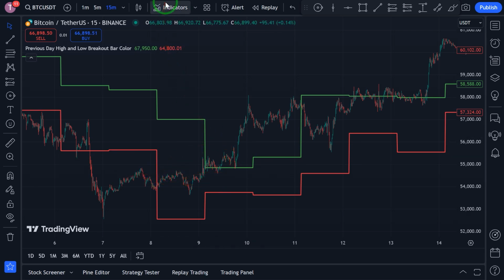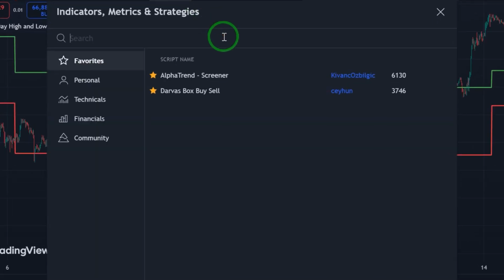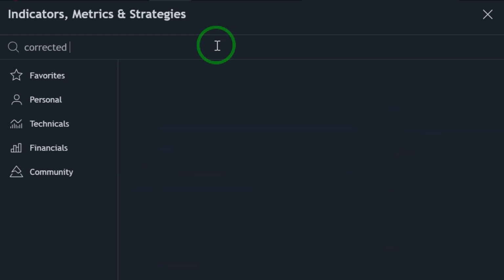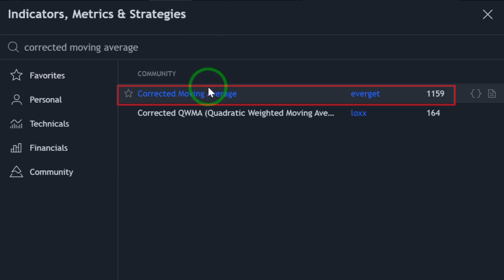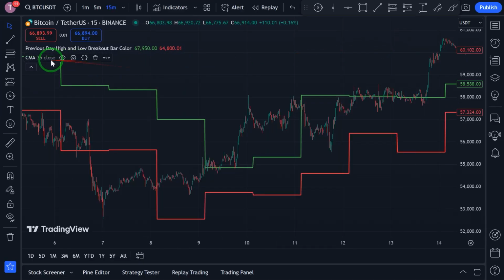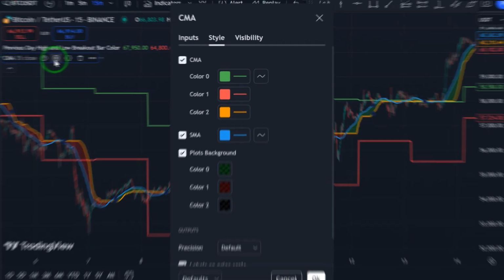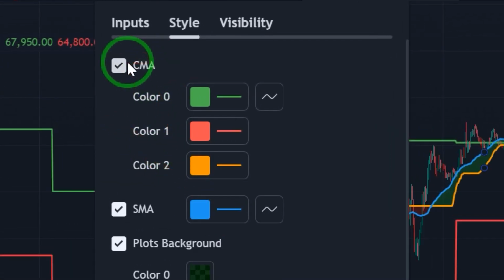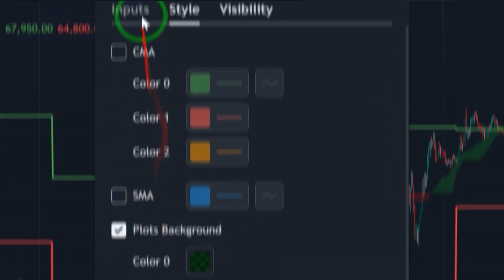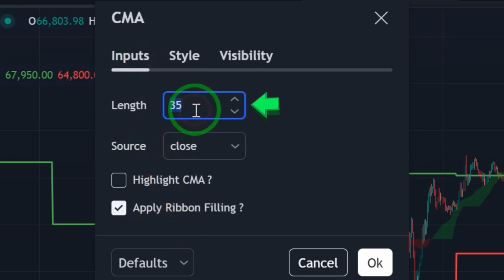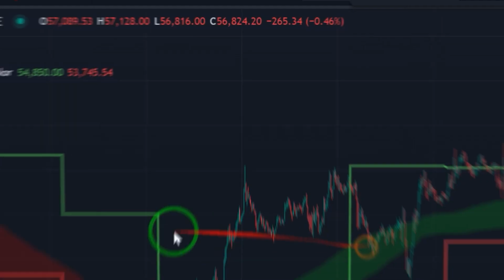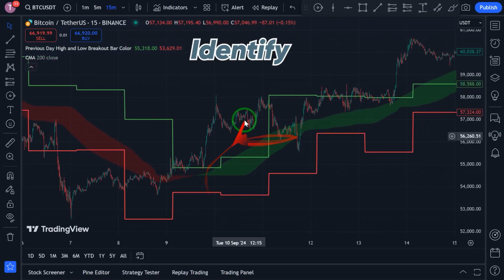For this, go back to the Indicators section and type Corrected Moving Average. Select it to add it to our chart. After that, we need to go into the indicator settings and make the adjustments you see. We use this indicator to identify trends.